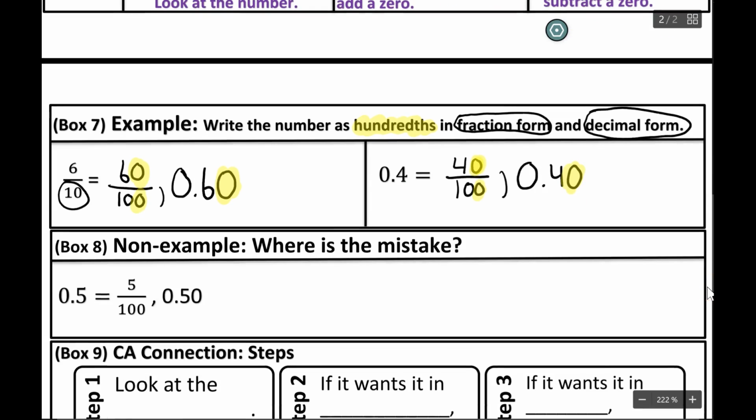Box 8, our non-example. Where is the mistake? I'll give you some time. Please make sure that you talk this over with your partner. Try to figure out where the mistake is, okay?